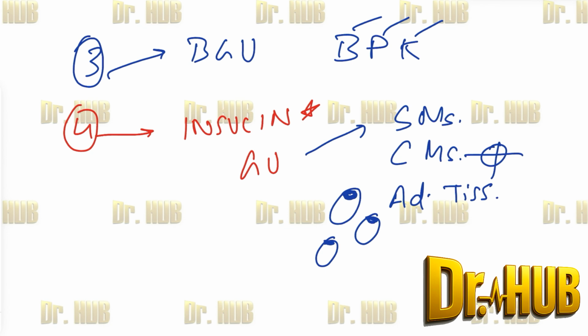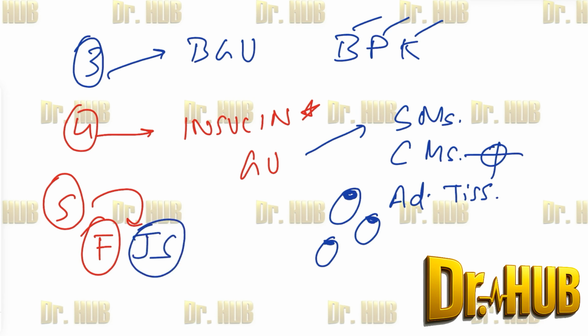Then looking at GLUT5. GLUT5 is known for fructose transport, and this is present in the jejunum, the major site, as well as in the sperm.